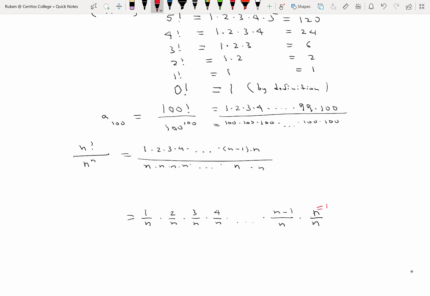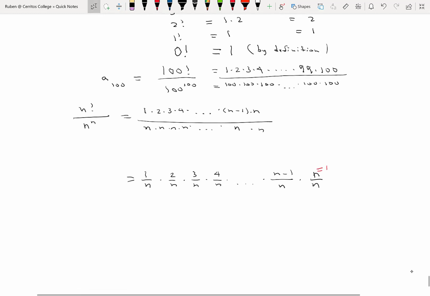Now the next to the last term, to get that term, I kept n in the denominator, but I decreased the numerator by 1. I'm looking at n minus 1 over n. So the numerator is less than the denominator, so that term is less than 1. The term just before it would have n minus 2 over n. That's less than 1.